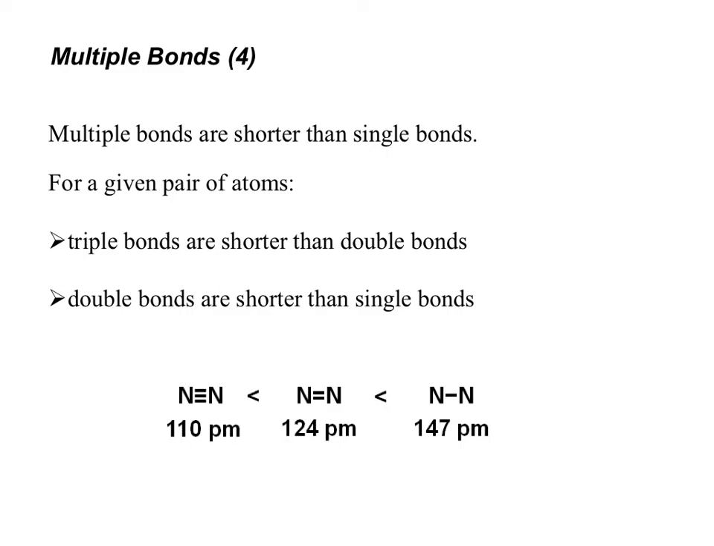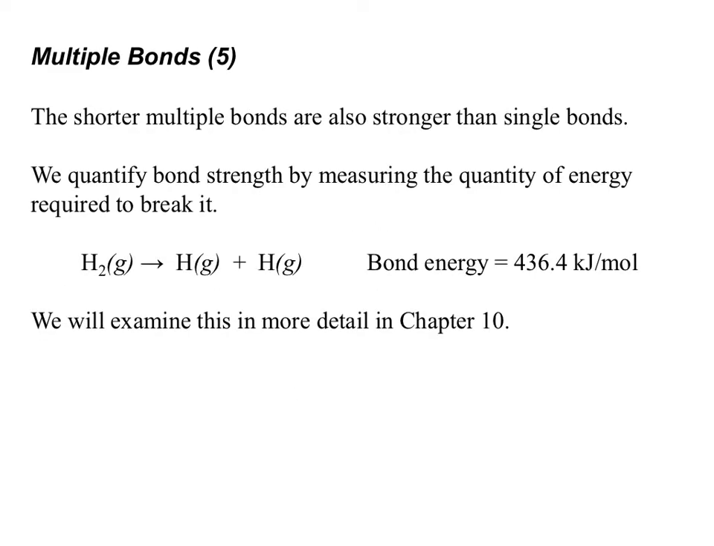Multiple bonds tend to be shorter than single bonds. So for a given pair of atoms, triple bonds are shorter than double bonds, and double bonds are shorter than single bonds. The trend can be seen with nitrogen, where the nitrogen-nitrogen triple bond is only 110 picometers, the nitrogen-nitrogen double bond is 124 picometers, and the nitrogen-nitrogen single bond is 147 picometers. The shorter multiple bonds are also stronger than single bonds.